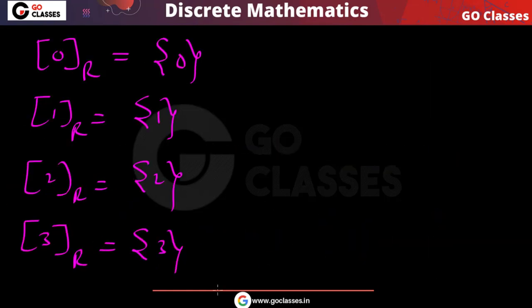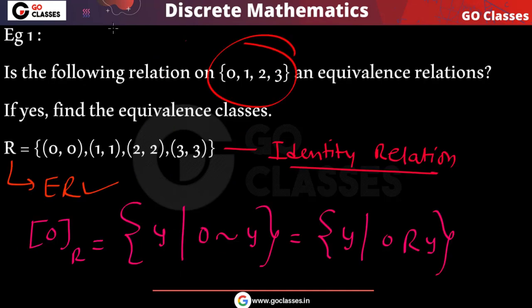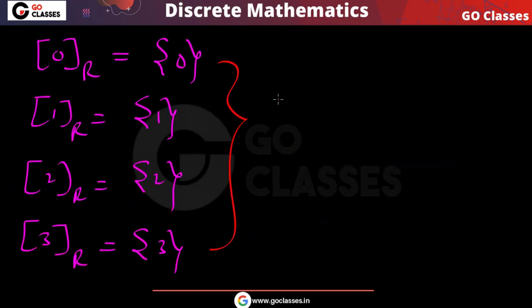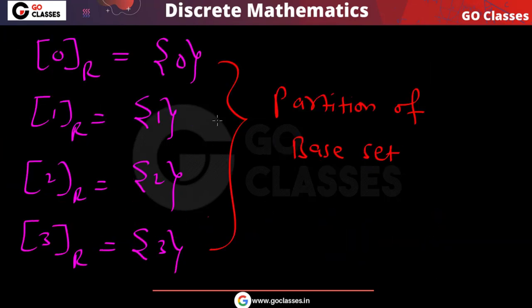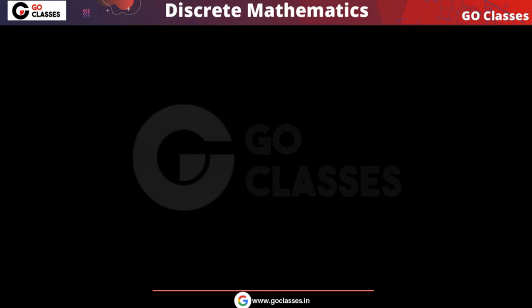Now these are the equivalence classes. If you notice, this is basically a partition of our base set. So the equivalence relation will do the partition of our base set. Each equivalence class is a part of this partition. So this is how you can check.